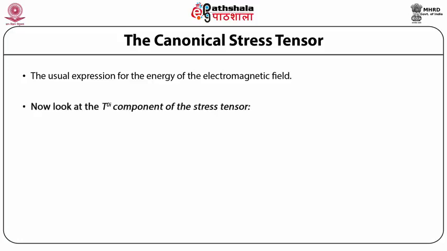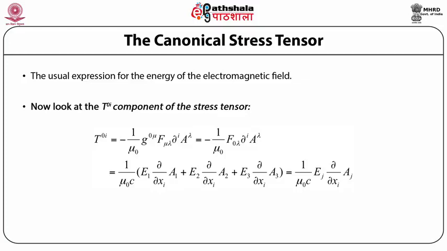Now let us look at the T^0i component of the stress tensor. T^0i equals −1/μ₀ g^0μ F_μλ ∂^i A^λ, equals −1/μ₀ F^0λ ∂^i A_λ, which is further equal to 1/(μ₀c) into (E₁ ∂A₁/∂x_i + E₂ ∂A₂/∂x_i + E₃ ∂A₃/∂x_i), equals 1/(μ₀c) E_j ∂A_j/∂x_i.